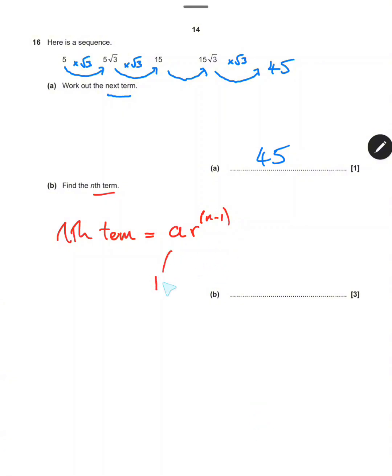A is your first term, and R is this multiplier that we've looked at. So what we're going to get, our first term is 5, our multiplier is root 3, and this n minus 1 just is what it is. You leave that there, okay? So that's still just n minus 1.